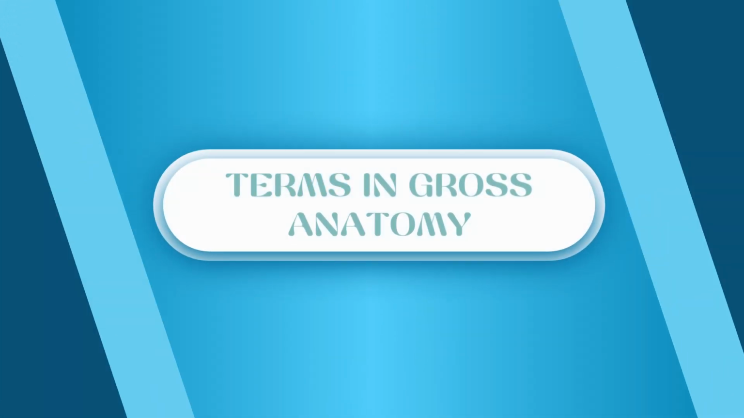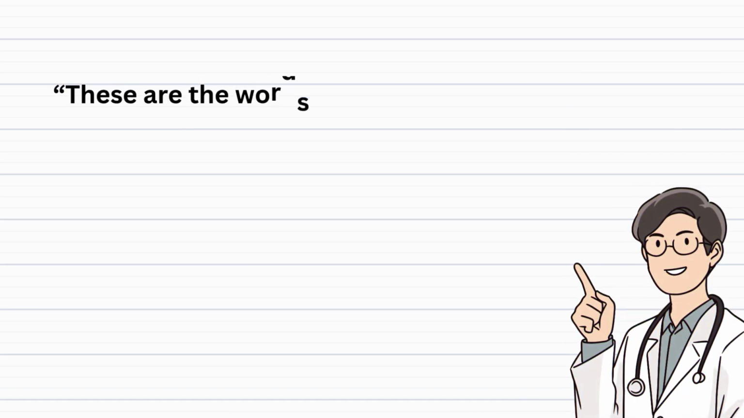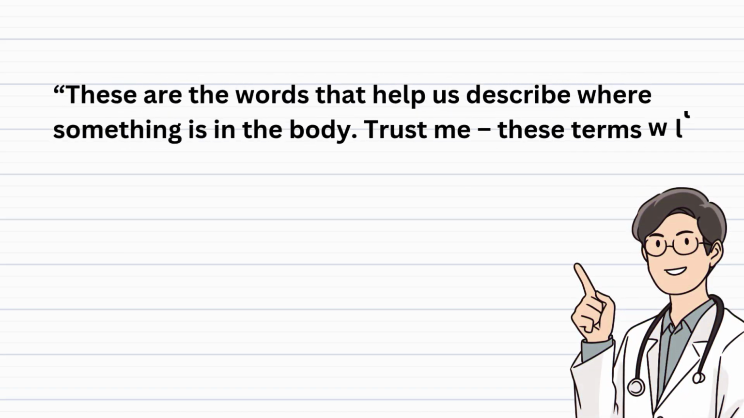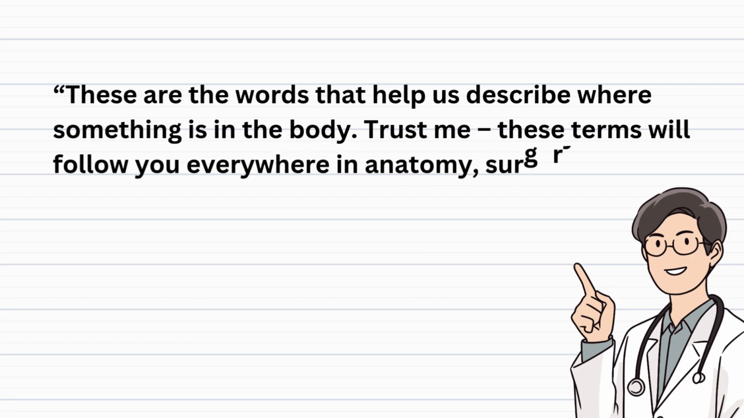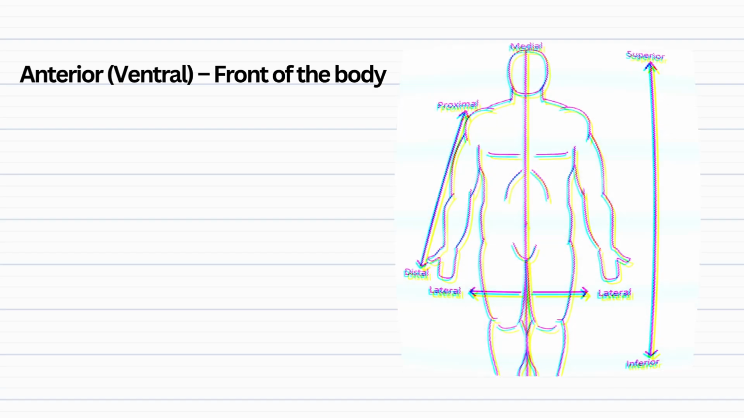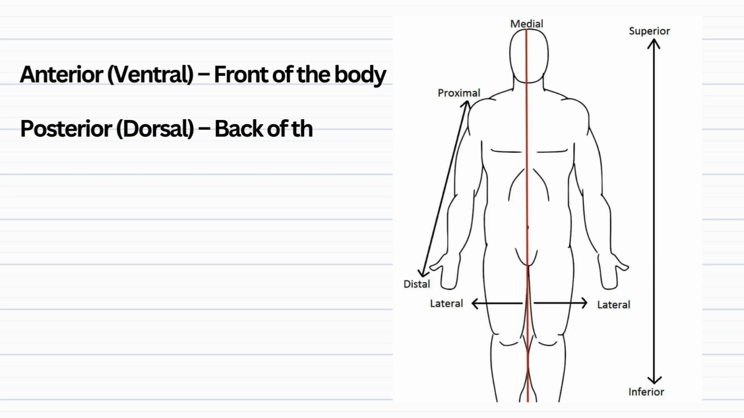Terms in gross anatomy. These are the words that help us describe where something is in the body. Trust me, these terms will follow you everywhere in anatomy, surgery, and even clinical practice. Anterior, ventral, front of the body. Posterior, dorsal, back of the body.